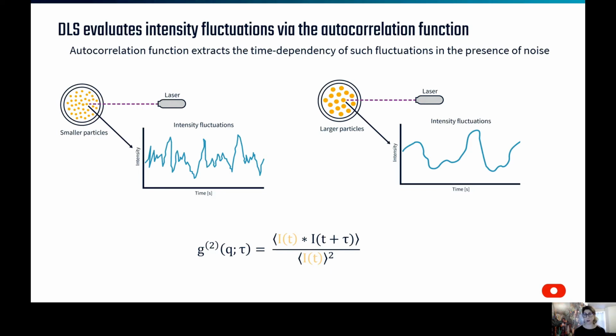The autocorrelation function is going to extract these time-dependent intensity fluctuations and compare the similarity of the signal intensities. So this equation shown here describes this autocorrelation function g squared, and you can see the dependency on the intensity over time and the parameter q, which is the scattering vector and takes into account instrument parameters and sample properties.